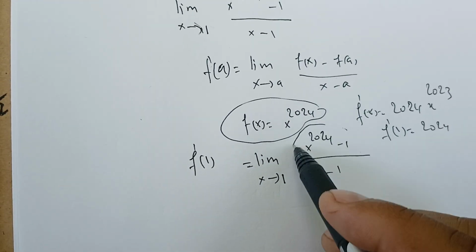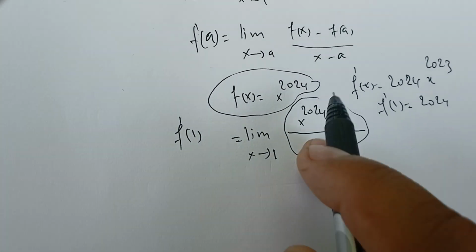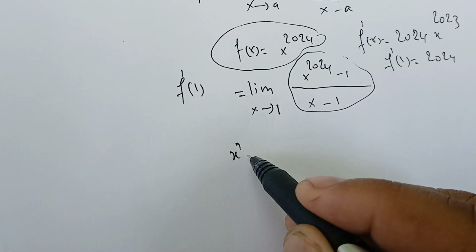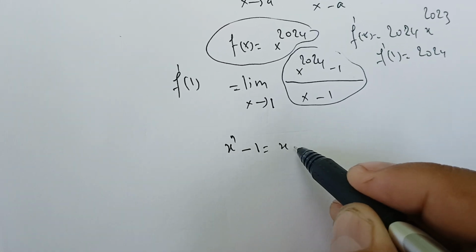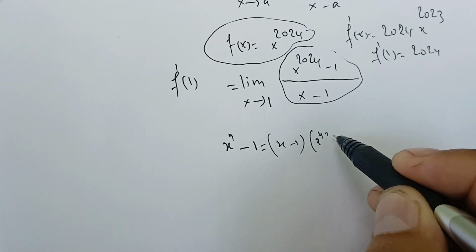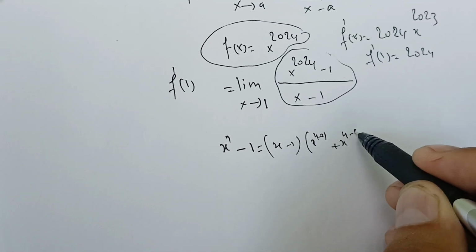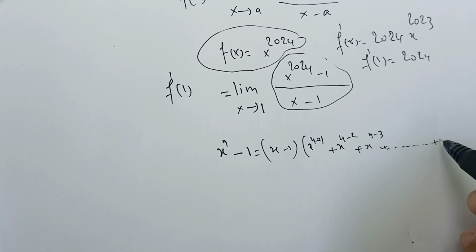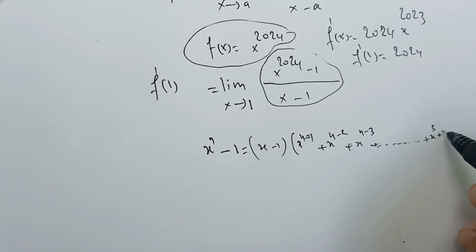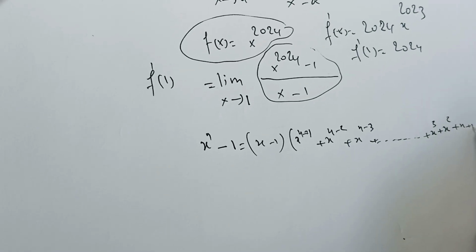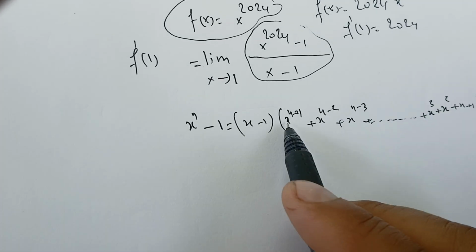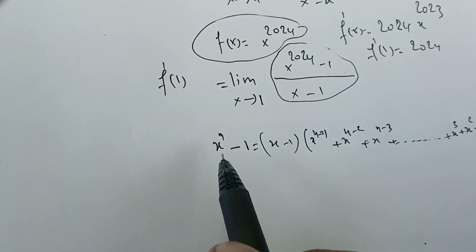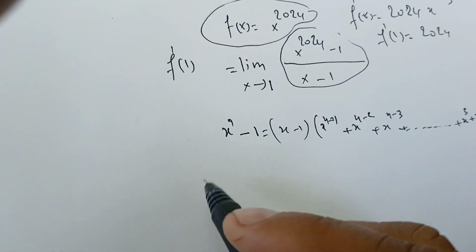If we don't, we have to compute this one. How can we compute this one? We're going to use some rule that we know. So x to the power n minus 1 is x minus 1 times x to the n minus 1 plus x to the n minus 2 plus x to the n minus 3, and we keep going until we get to x to the power 3 plus x to the power 2 plus x plus 1. For our case here, we have n equal to 2024.